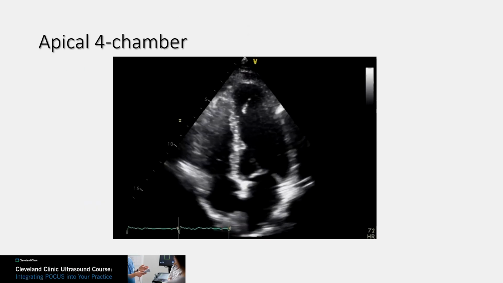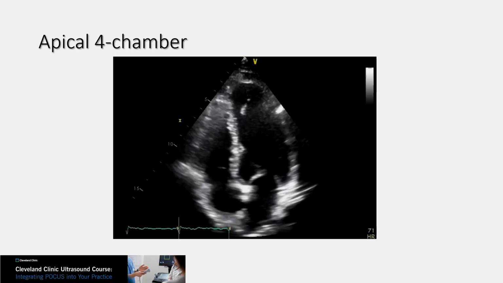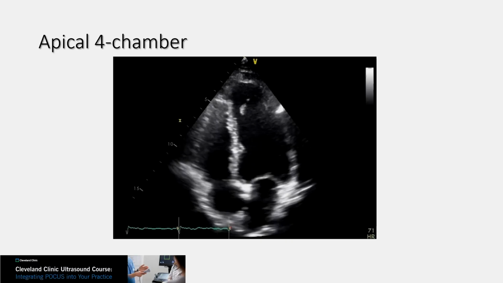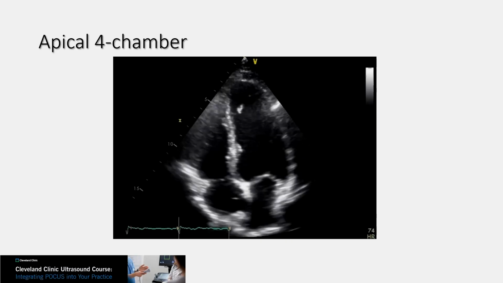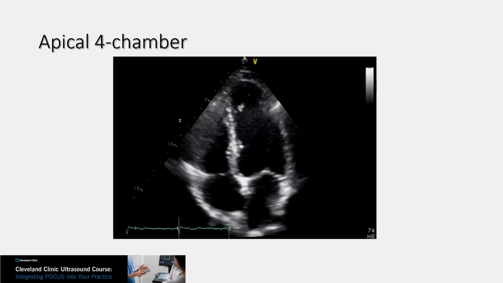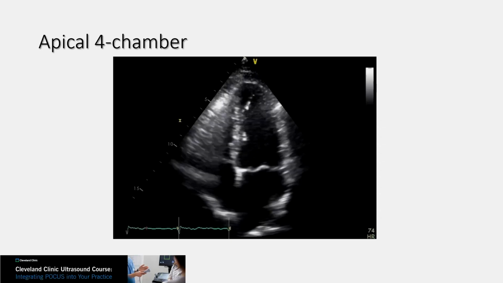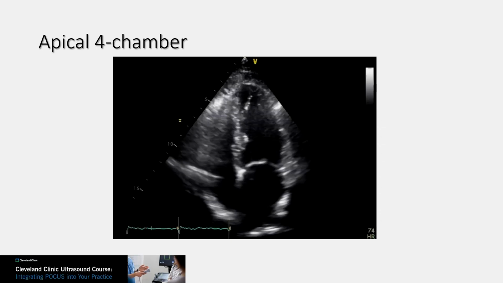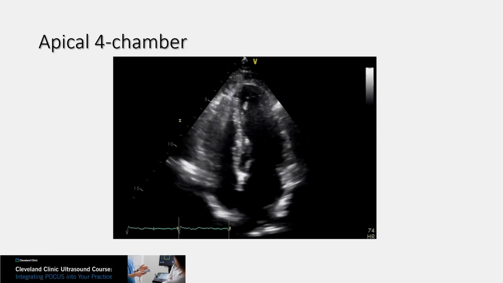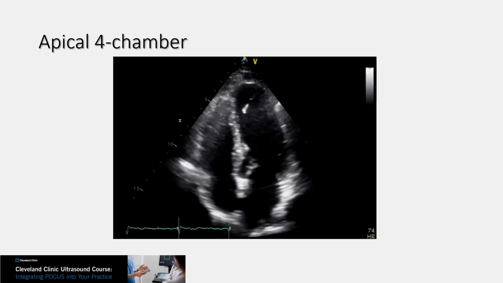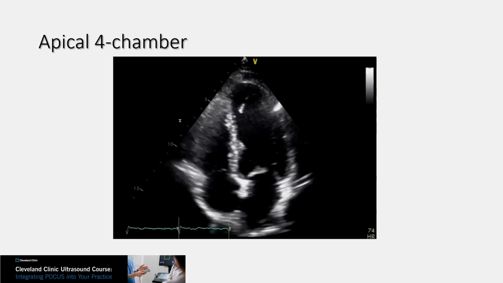Here is a good example of an apical four-chamber view. You can see the LV. It's not foreshortened. You can see the bullet shape of the LV that we always try to achieve. You can see the mitral and the tricuspid valve. It is very common to see the RV free wall interference, and that can be overcome by another view which is called an RV focused view.